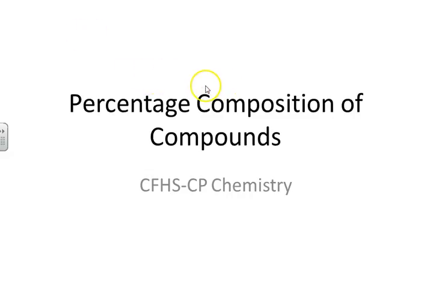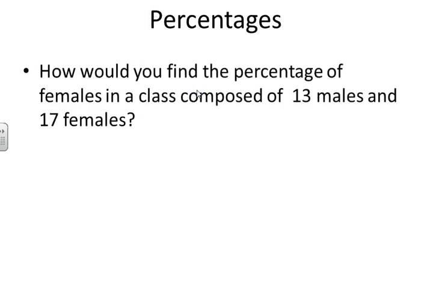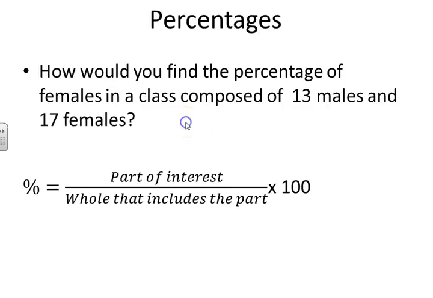Today's lesson is going to look at the percentage composition of compounds. How would you find the percentage of females in a class composed of 13 males and 17 females? Okay, well, to do that, we have to know the general concept of percentage. And a percentage is basically the part divided by the whole times 100.